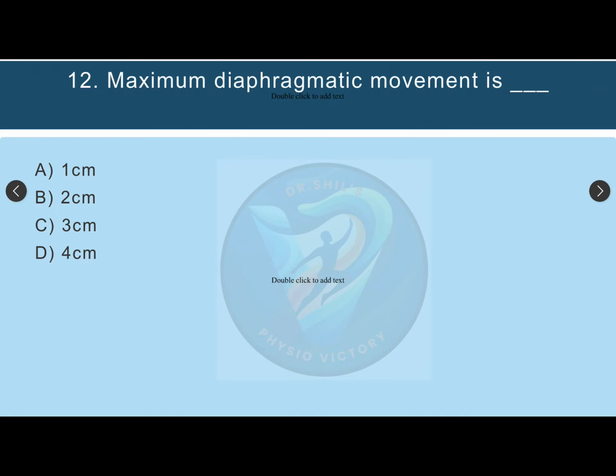Next question, the maximum diaphragmatic movement is option A, 1 centimeter, option B, 2 centimeter, option C, 3 centimeter, and option D, 4 centimeter. Here, the correct answer is option C, 3 centimeter. Normal diaphragmatic excursion.